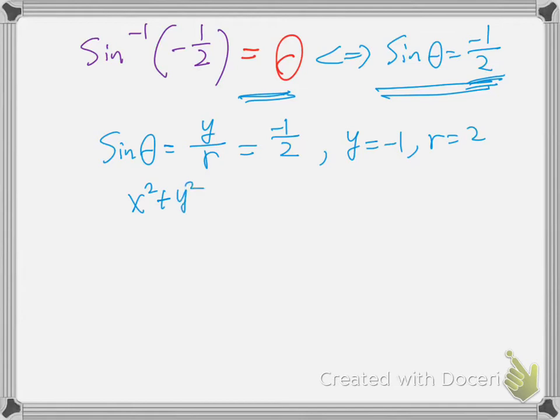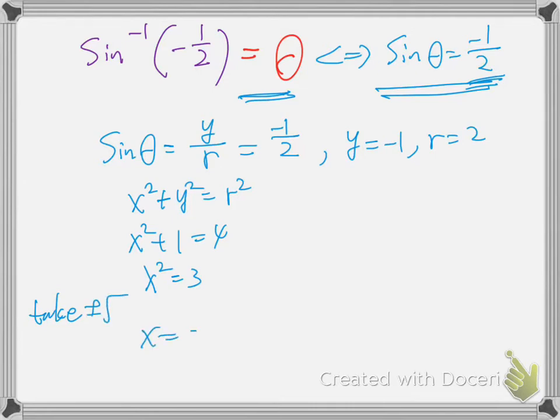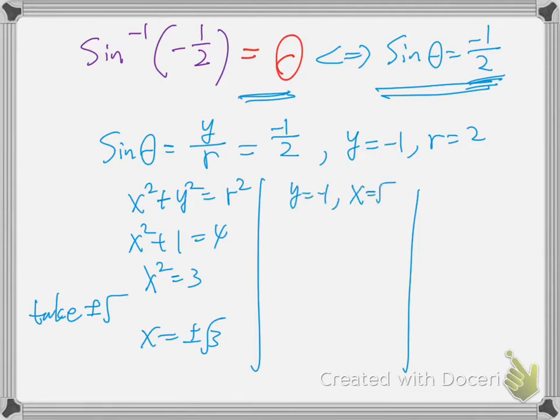If you don't remember, use this relation: x squared plus y squared is r squared. So x squared plus 1 is 4, so x squared is 3. Take the square root. You have to take positive and negative square roots, so x is positive or negative radical 3. R is positive, and x and y could be positive or negative. So we have two choices: y is negative 1 and x is positive radical 3, or y is negative 1 and x is negative radical 3.